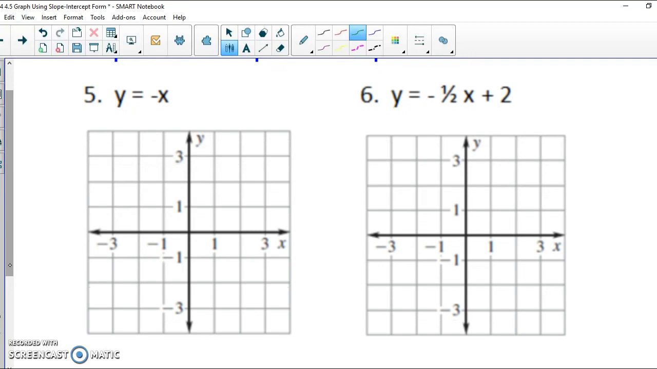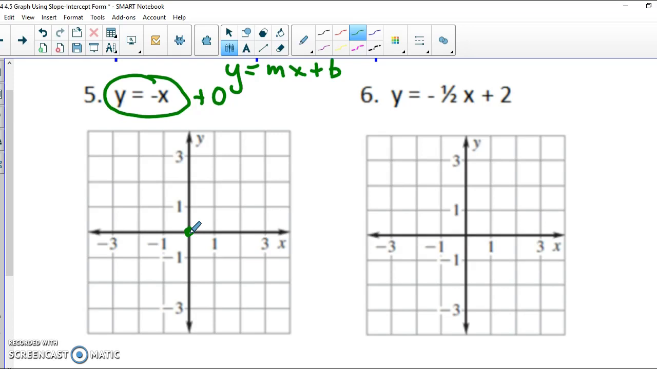So if we know that in slope-intercept form y equals mx plus b, we know that my y-intercept is a great place to start on my graph. So as I look at my equation, I'm going to look for my b value as the first point on my graph. So if I have an equation like y equals negative x, then I know technically I'm adding 0. So my y-intercept in this case would be the origin, 0, 0.